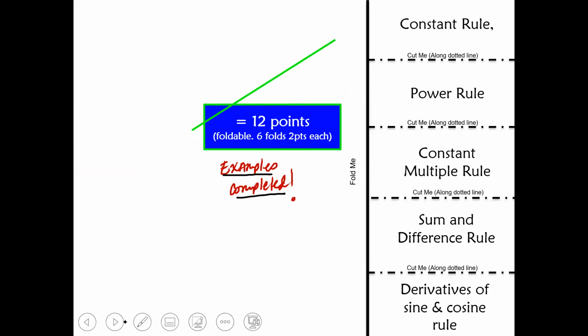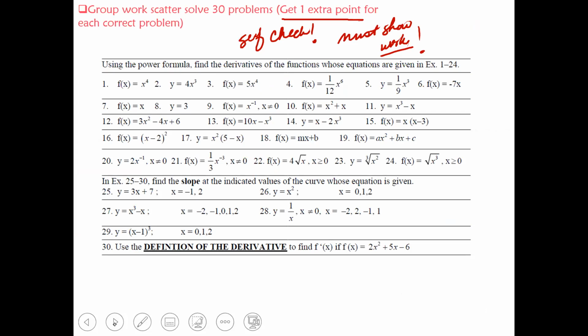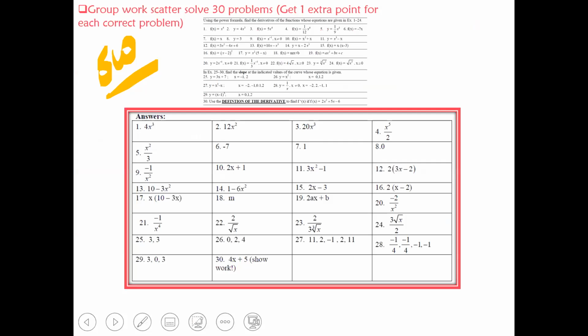Okay, and then you guys did a foldable with me in class. And then in addition, I gave you guys 30 problems with 30 answers.